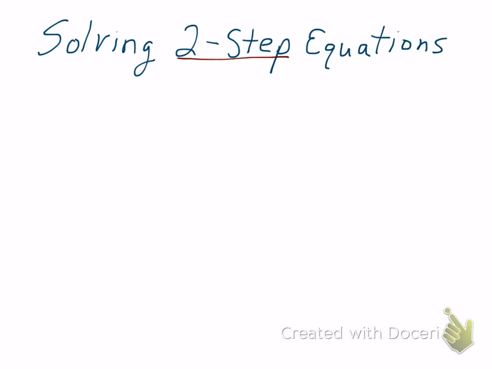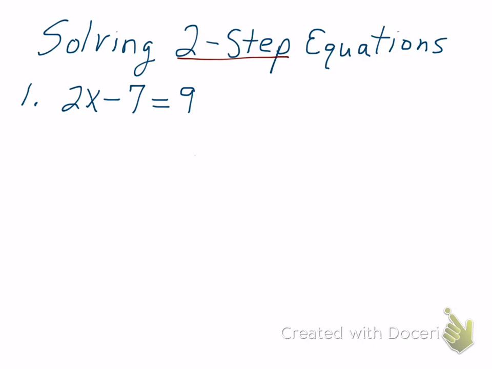Alright, in a previous video we talked about one-step equations. In this video we're going to talk about how to solve two-step equations. So first of all, let's look at a problem. 2x minus 7 equals 9.